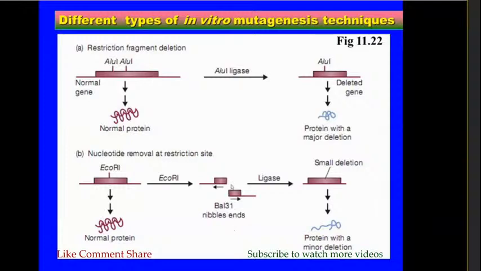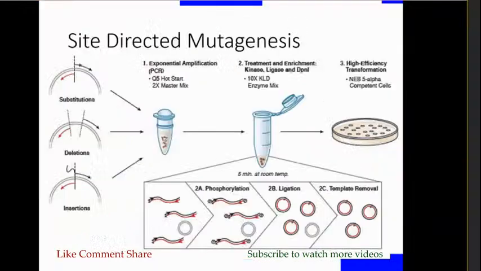So there were two different portions. Those two different portions are joined with another gene using ligase enzyme. That newly formed gene is called a mutated one. Some mutation happened at the restriction site of EcoR1. So there are two types in this mutagenesis: restriction fragment deletion, and the other one, nucleotide removal restriction.